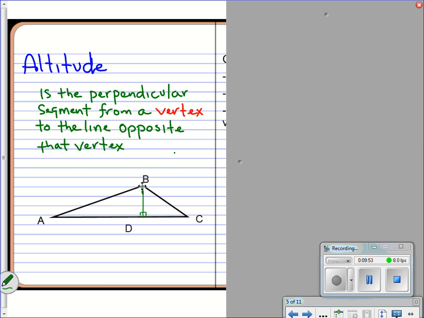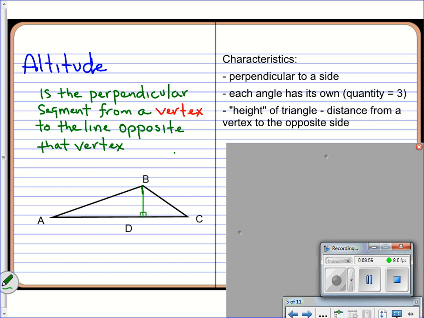Here are some characteristics of an altitude, which is perpendicular to a side. Each angle, B, A, and C, has its own altitude. This is basically the height of the triangle from a different vertex. The height of a triangle is usually what we mean when we talk about an altitude, and it's the distance from a vertex to an opposite side.